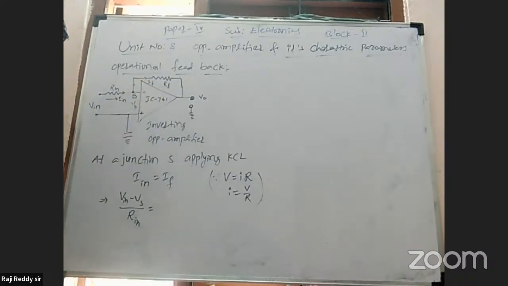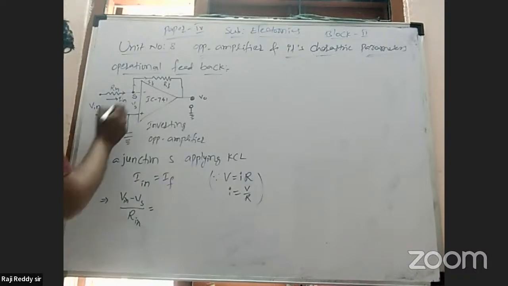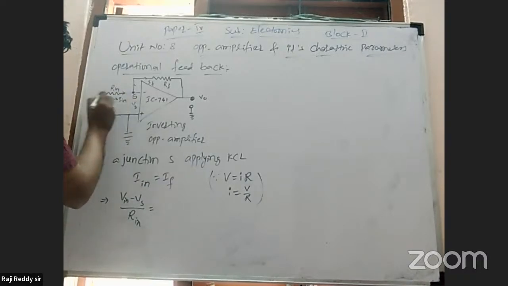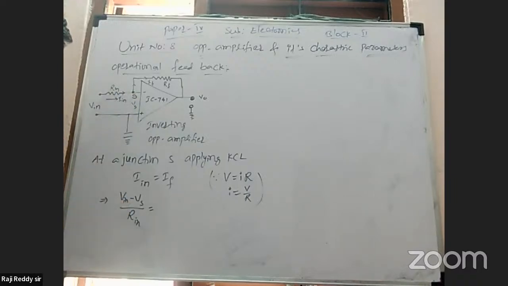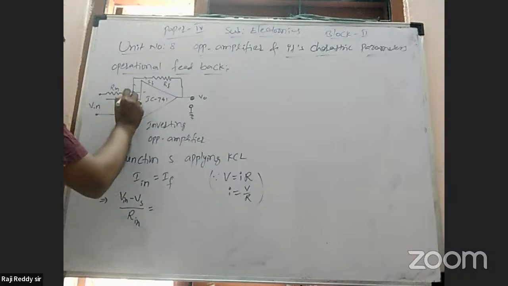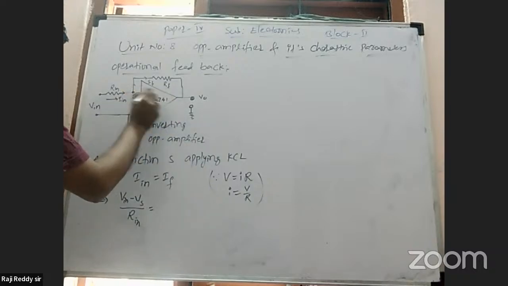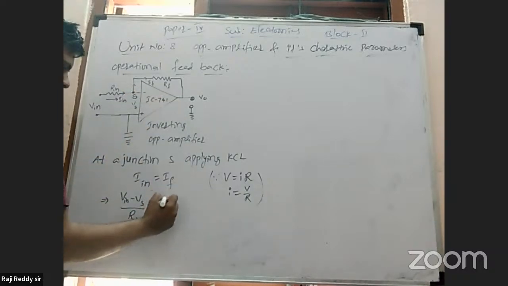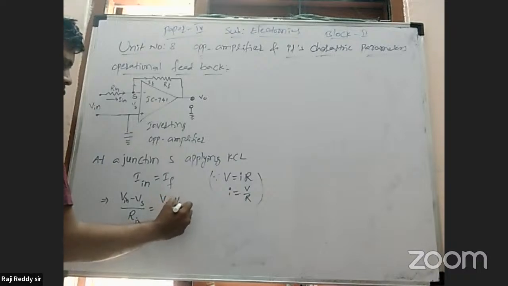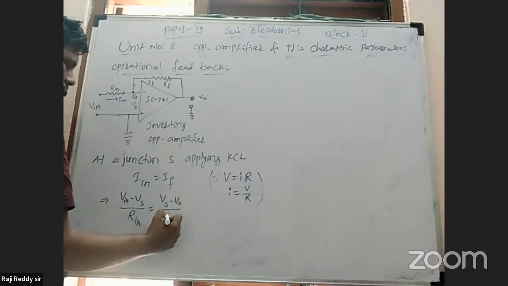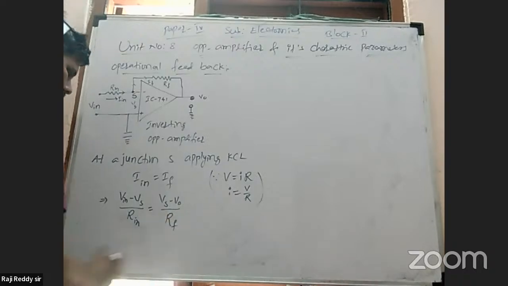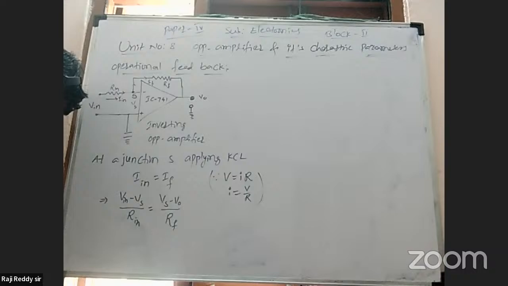Across this, between these two points, I equals V by R. Next, between these 2 points, that is Vs minus V naught by RF.